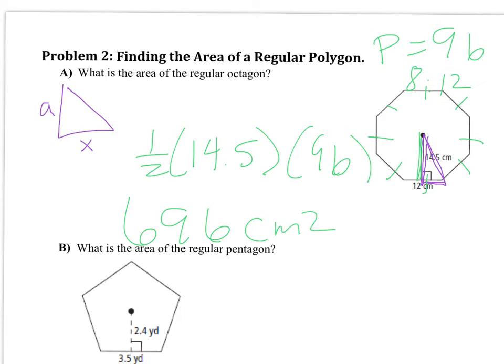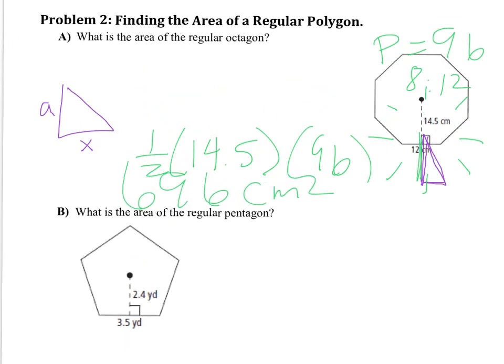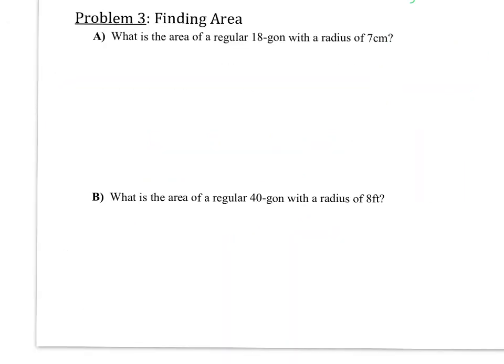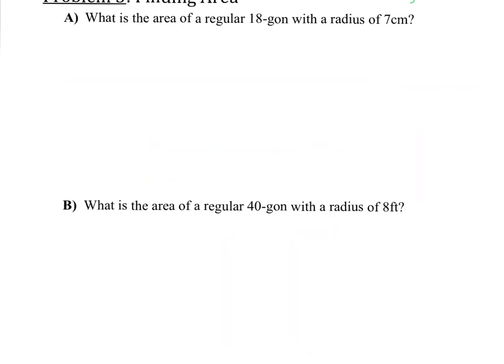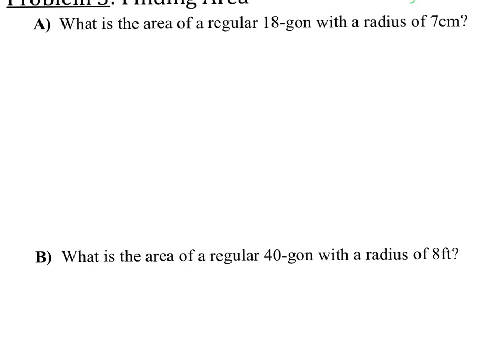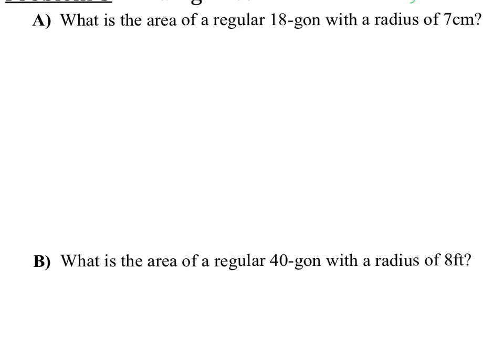So I want you to do B by yourself. Now it starts getting a little bit more difficult. What if I'm asking for the area of a regular 18-gon with a radius of 7 centimeters? First I'm going to draw out my right triangle, the right triangle that's created with my apothem. This is my apothem. The radius is going to be your hypotenuse. So I'm going to put my 7 there. Here's my 90 degrees. This will be half your side length. Remember, the apothem cuts the central angle in half, and also the side length in half.